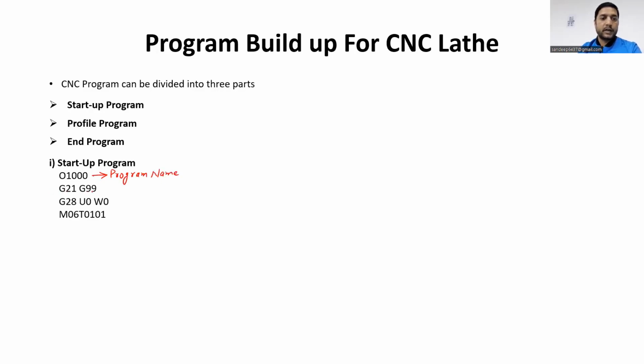Then we have G21 and G99. These are called initial settings. As we know, G21 is for input in mm and G99 is for feed in mm per revolution. So these are our initial settings. G28 U0W0 is for home position. For machine 00. And M06 is for tool change.